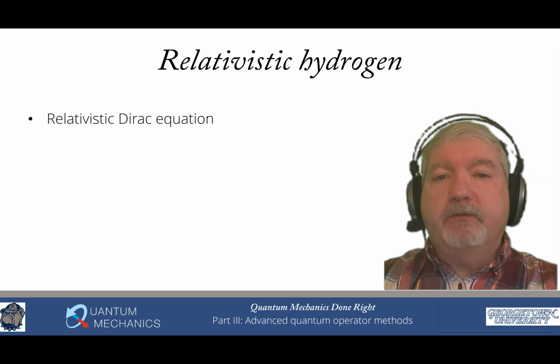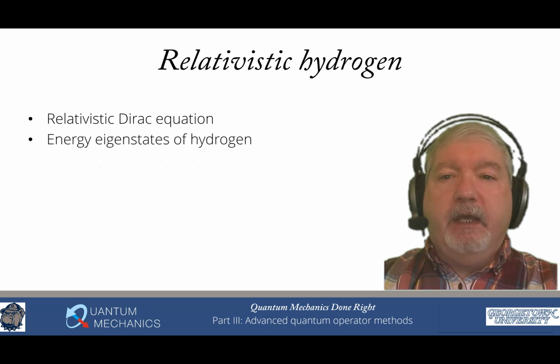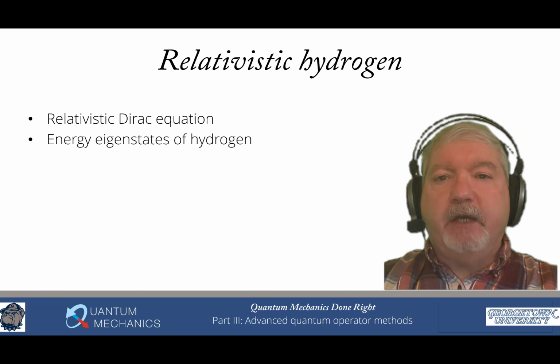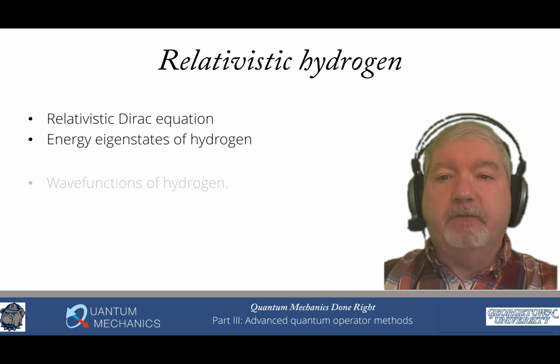Then we move on to relativistic hydrogen. For this, we start with the relativistic Dirac equation, which we'll derive. And then we'll look at the energy eigenstates of hydrogen using techniques very similar to the factorization method that we used for the non-relativistic case. It takes a bit of massaging to get the Dirac equation to look like that, and that's actually most of the work that we have to do.